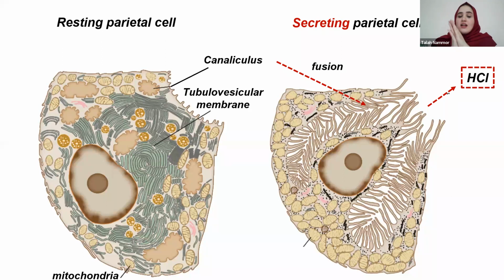When the parietal cell needs to start working and start secreting HCl, a conformational change will happen. Conformational change means that the shape of the cell will change. How will the shape change? The canaliculus will bind to the tubulovesicular membranes, resulting in the formation of those finger-like projections, which are called the microvilli. Is this clear?